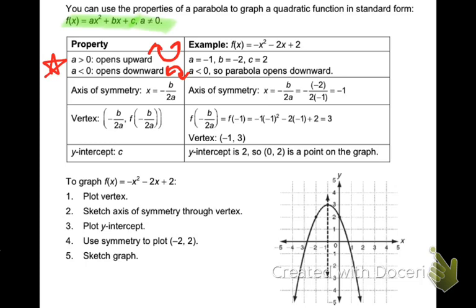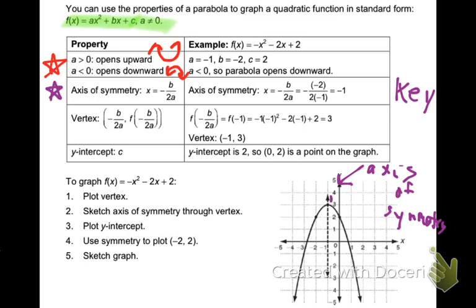Does it look correct? The next part here, the axis of symmetry. This is the part that is key to what we're doing today. This is key. The axis of symmetry, that is the line that would go right down the middle of it. So for instance, right here, that's the axis of symmetry.